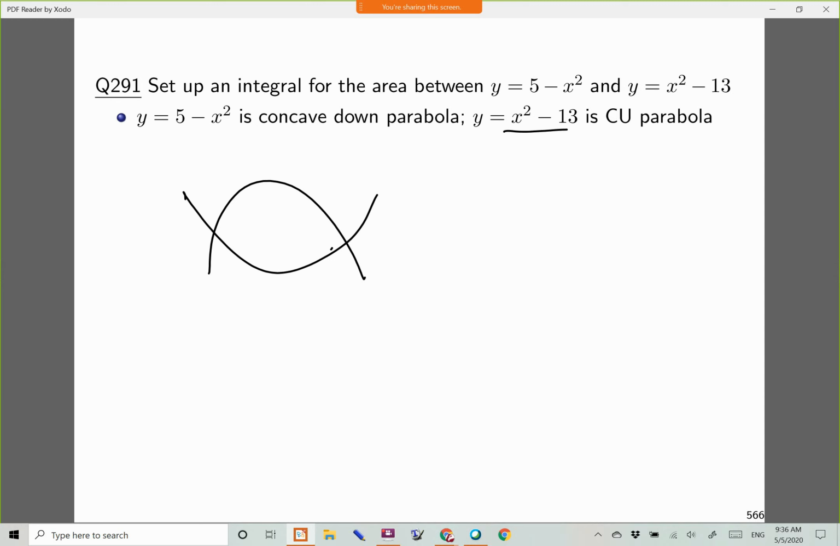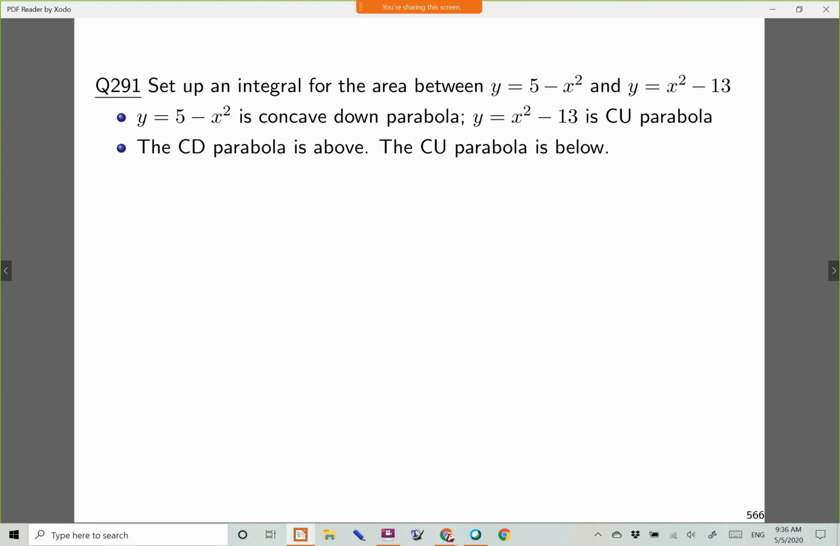So we see that these two parabolas end up trapping and closing this region, and the concave down parabola is the one that's above. The concave up parabola is the one that's below. So already in setting up the integral, we're so close to done. It's an integral from a to b. We don't know what a and b are yet. We'll get those in a moment.